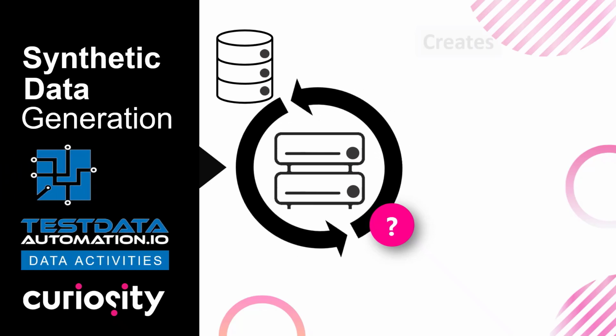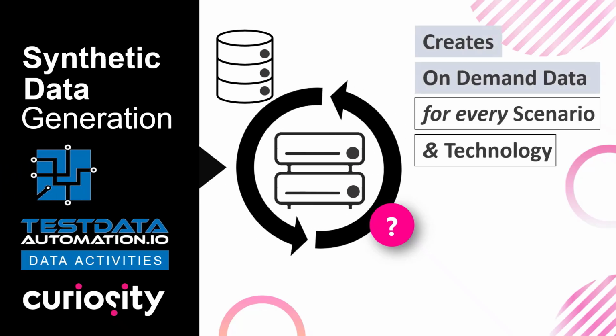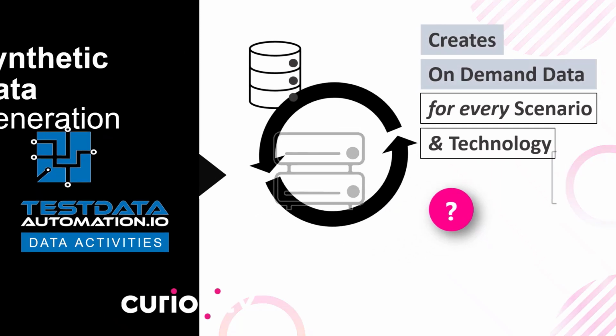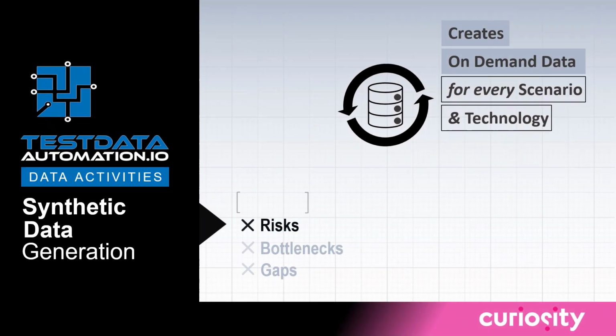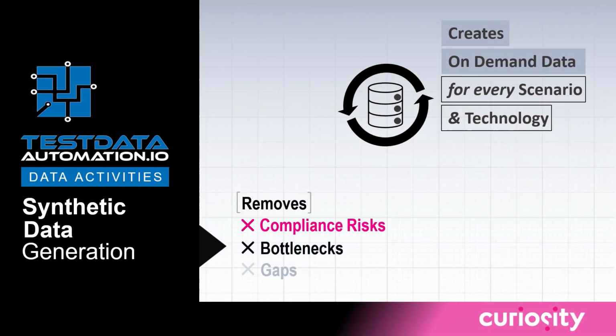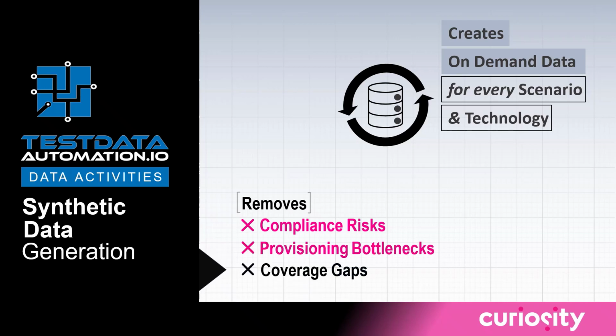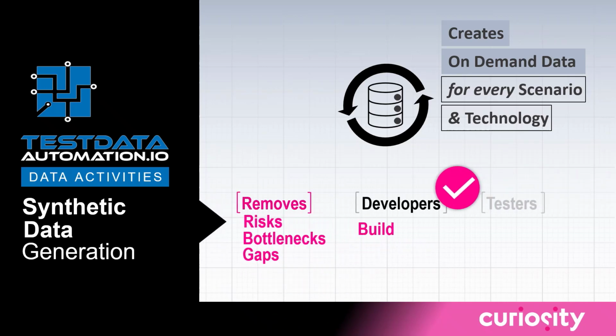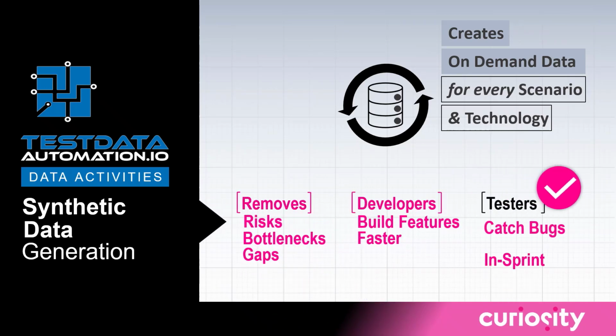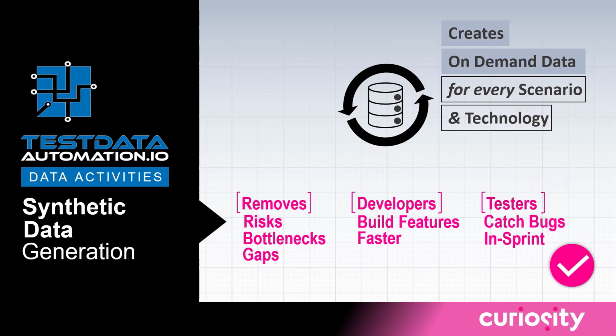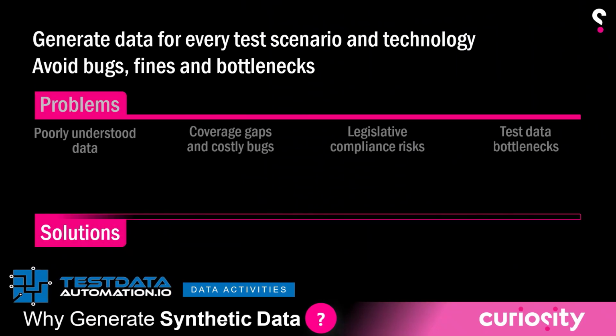Synthetic data generation from test data automation creates on-demand data for every scenario and technology. It removes compliance risks, provisioning bottlenecks, and coverage gaps, allowing developers to build features faster while testers catch bugs in sprint.